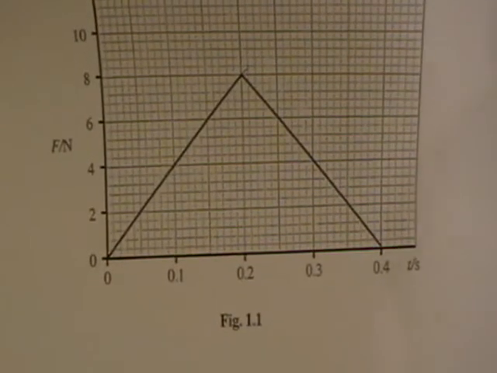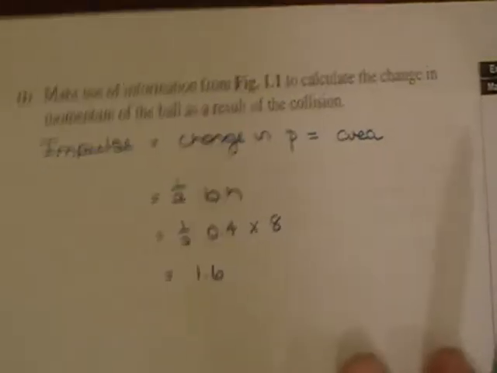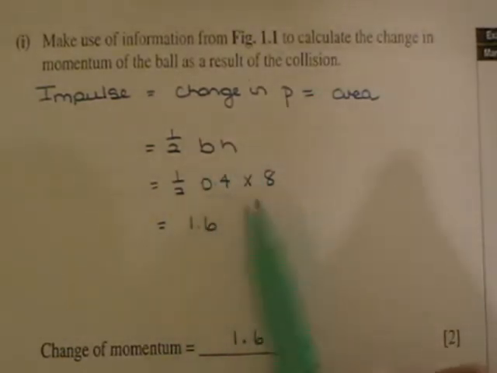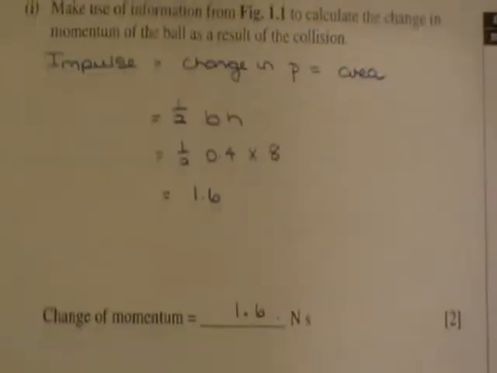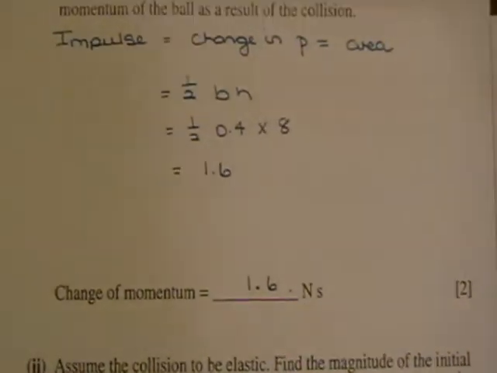Since that's a triangle, then we're calculating half the base, which is 0.4, times the height, which is 8. So you can see the calculation there, half of 0.4 times 8 gives you 1.6. And therefore the change of momentum is 1.6 newton seconds.